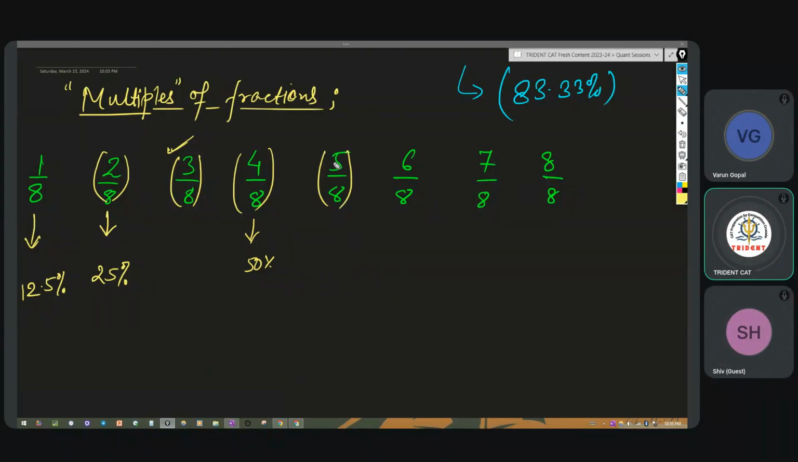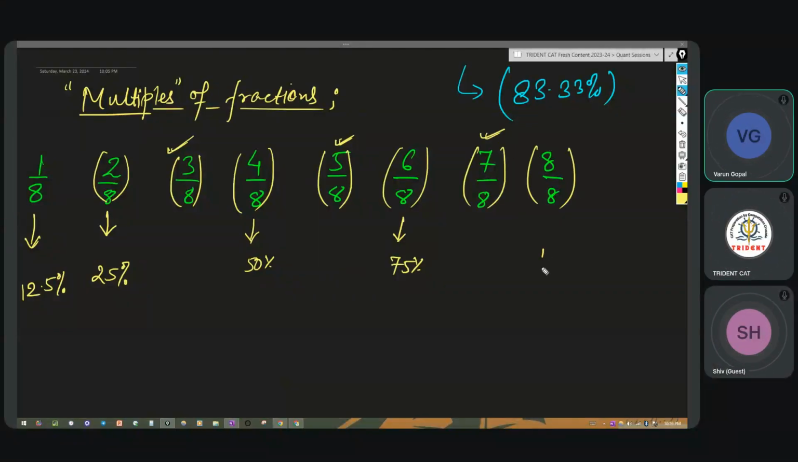What about 5 by 8? Again, I don't know. So I'll hold this number also for the time being. 6 by 8 also I can reduce. This is again 3 by 4, which is 0.75, 75%. Great, great, great. 7 by 8, again I am not too sure. But 8 by 8, I know for a fact this is 1, 100%, or 1 you can also say. Yeah. Okay. Now, this is very important.